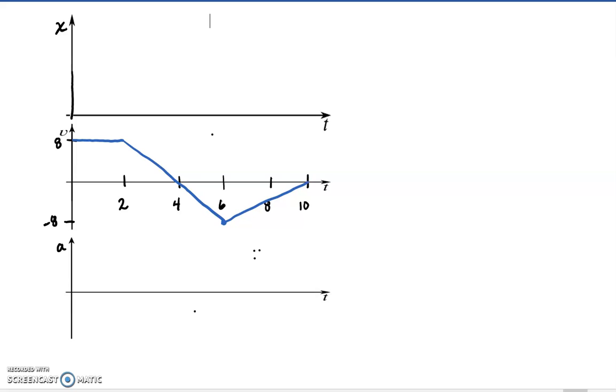So here in this example, I've given you a velocity time graph, and above it you see a beautiful position time graph waiting to be filled out, and below it a beautiful acceleration time graph waiting to be filled out. So let's go through this.